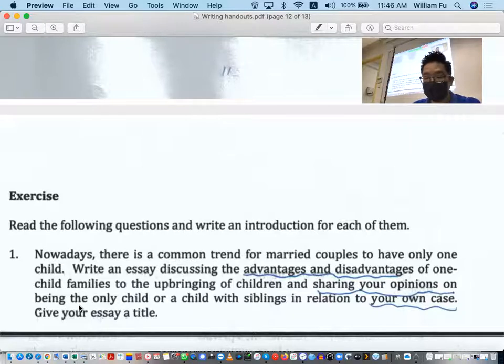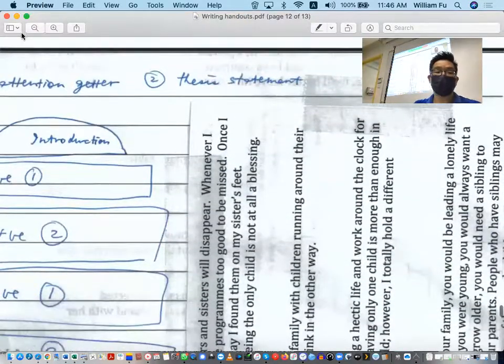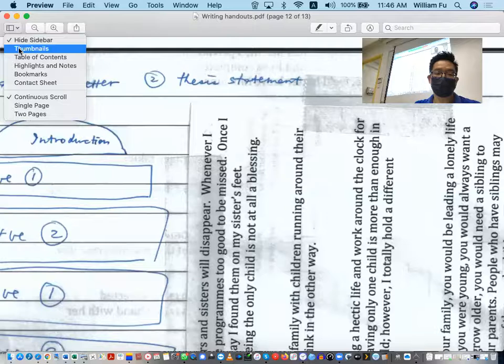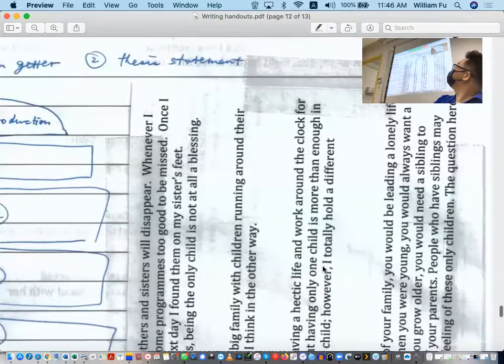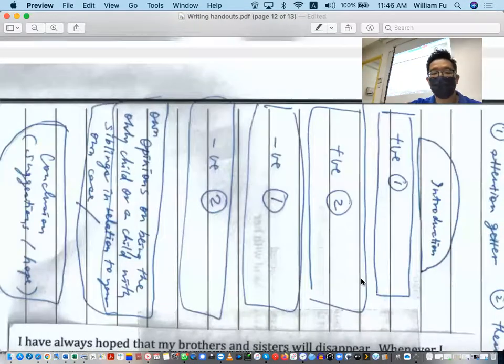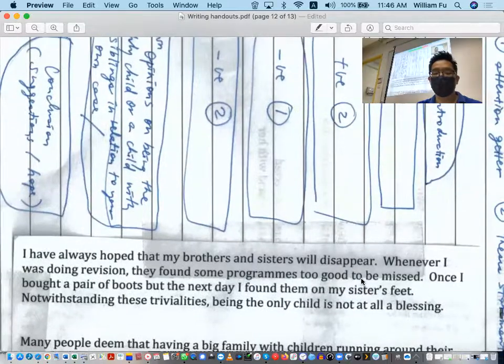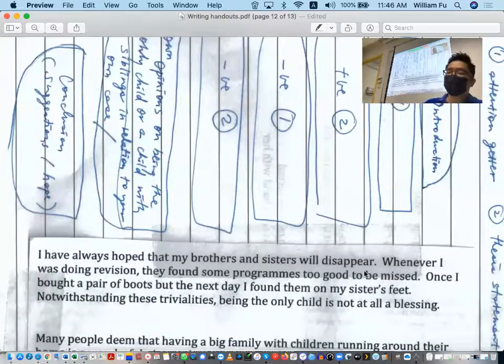Okay, so now, first of all, I'll give you the sample first. The sample. Give me a second. This is my son. Now, okay. I have always hoped that my brothers and sisters will disappear.